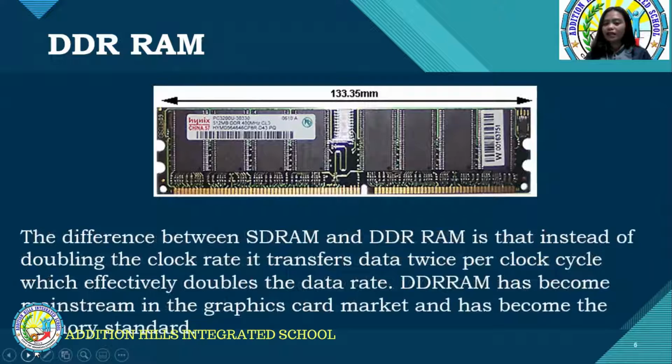The difference between SDRAM and DDR-RAM is that instead of increasing the clock rate, it transfers data twice per clock cycle, which effectively doubles the data rate. DDR-RAM has become mainstream in the graphics card market and has become the memory standard. So, nung lumabas na yung DDR-RAM, ito na yung naging memory standard. So, mas ginagamit siya dun sa ating graphics card.